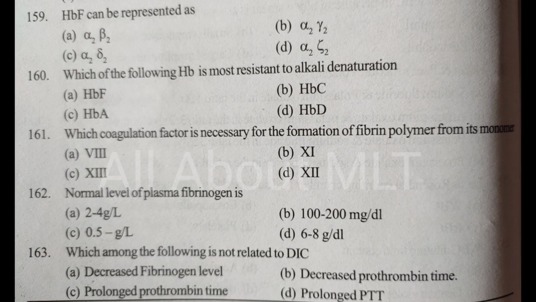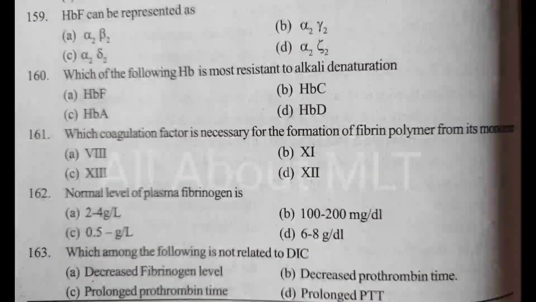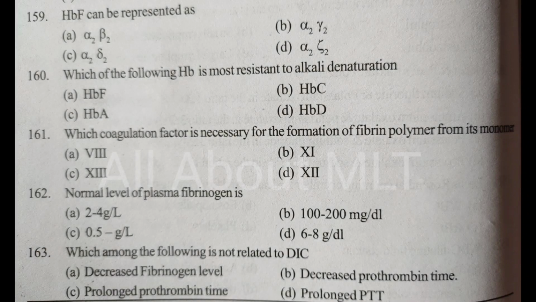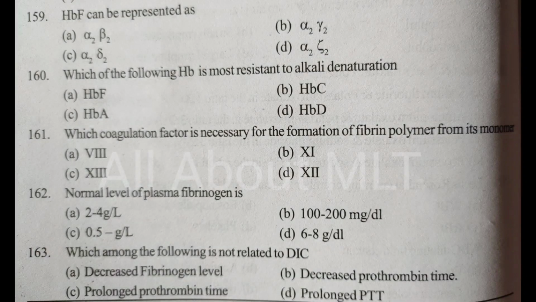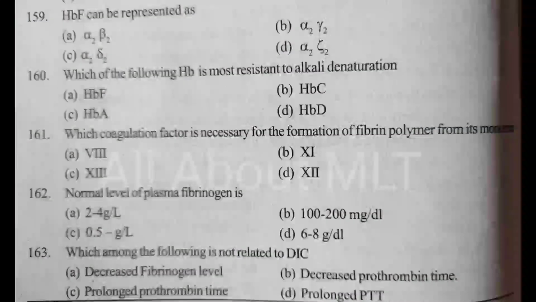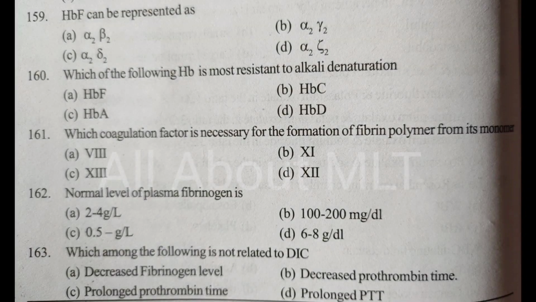HbA can be represented as option A alpha 2 beta 2, option B alpha 2 gamma 2, option C alpha 2 delta 2, option D alpha 2 epsilon 2, and the answer is option A alpha 2 beta 2. Which of the following Hb is most resistant to alkali denaturation? Option A HbF, option B HbC, option C HbA, option D HbD, and the answer is option A HbF.